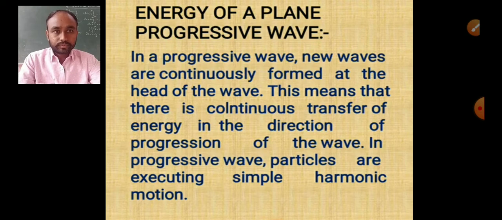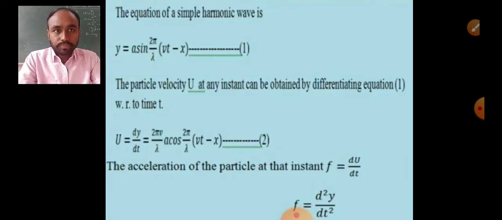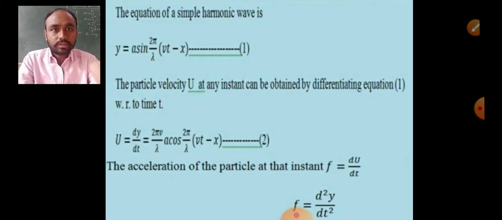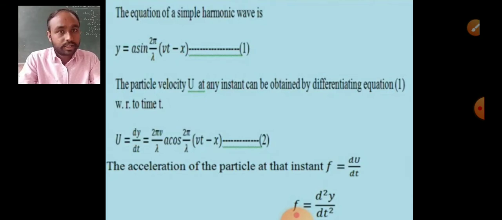To start this derivation, we take the help of our displacement equation, that is y is equal to a sine 2 pi by lambda (vt minus x). This is the general equation representing the displacement of a particle when it performs simple harmonic motion in the medium. So the equation of a simple harmonic wave is y is equal to a sine 2 pi by lambda (vt minus x). We have seen this equation several times in previous articles. This is the general representation of a simple harmonic wave. We know that y is the particle displacement, not the wave displacement.